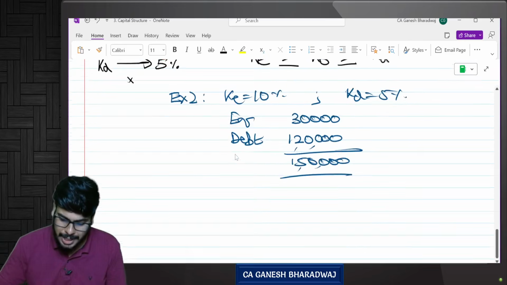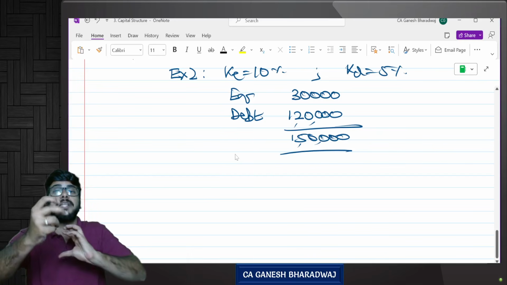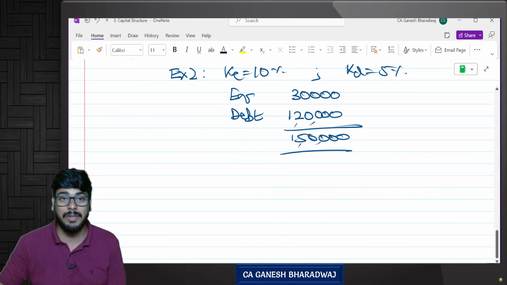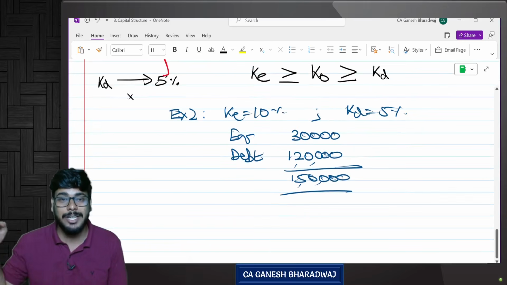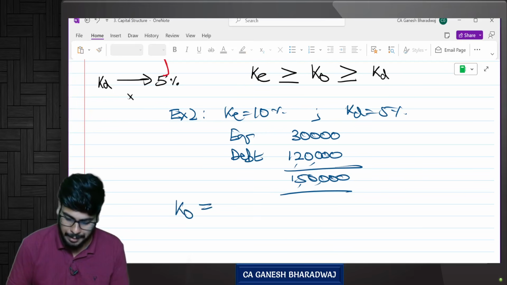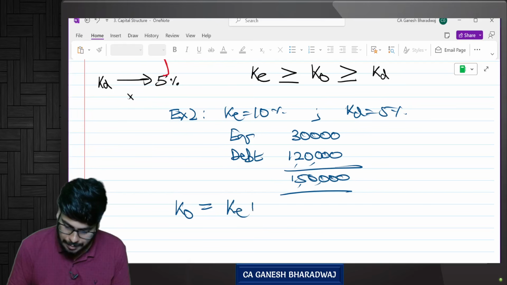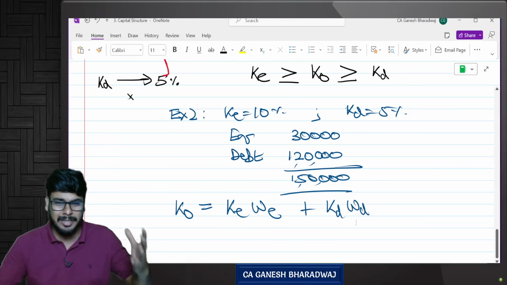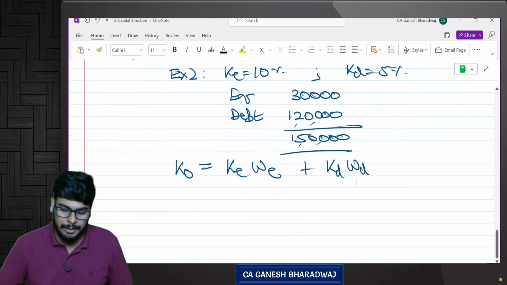Now, what has changed here? The mix, the capital structure has changed. The proportion of debt and equity has changed. Or in other words, the weight of equity and the weight of debt alone has changed. Now, you tell me, what is the formula to calculate the overall cost of capital? KE into weight of equity plus KD into weight of debt. Correct? Guys, logically think, please don't mug it up. Logically, you think about this.